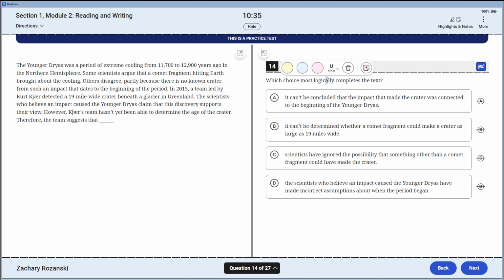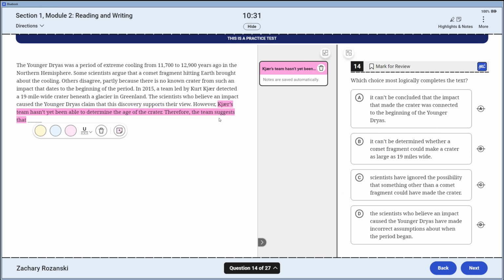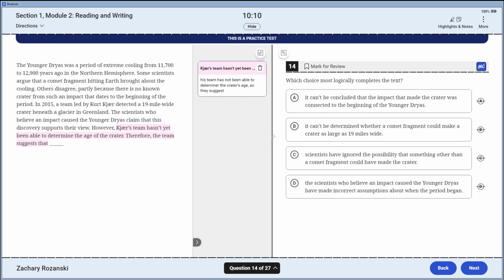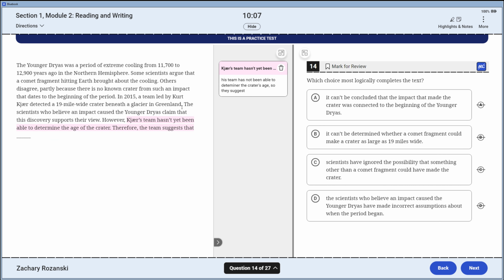Now I'm on my final logically complete one. I'll start with the last sentence, and hopefully I can fight my fight there. It's going to kick me back one, but I'm going to give it a summary so I never lose sight of what I want. His team has not been able to determine the crater's age, so it's a when. So they suggest the when seems to be. However, we can go back one.